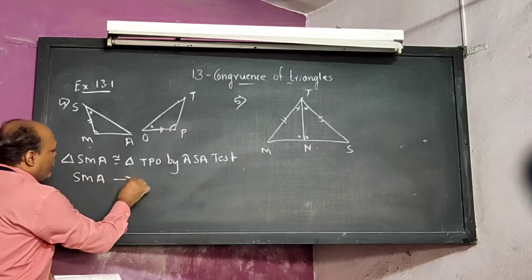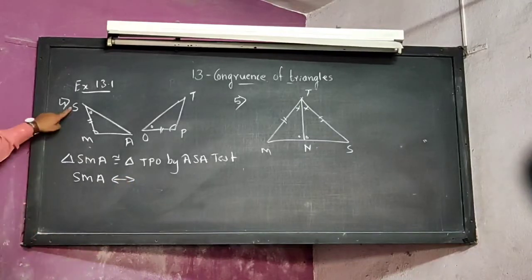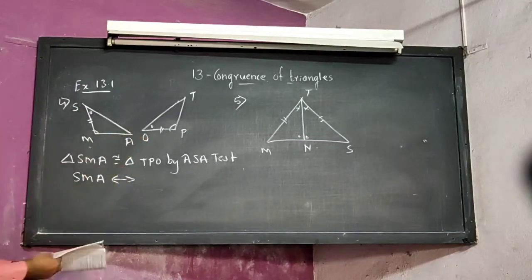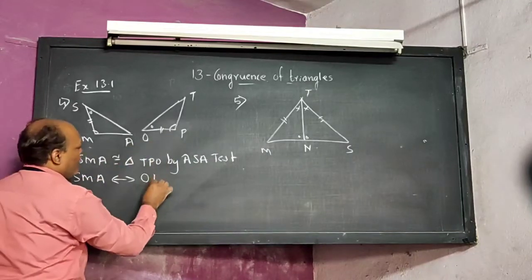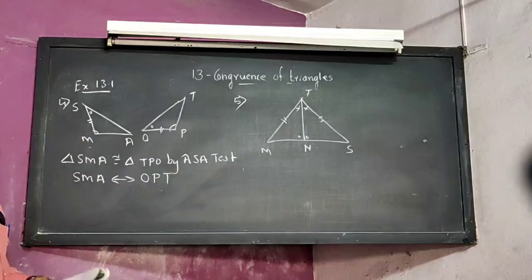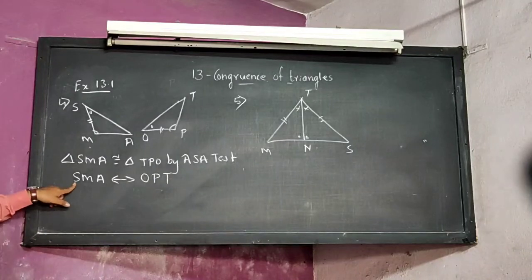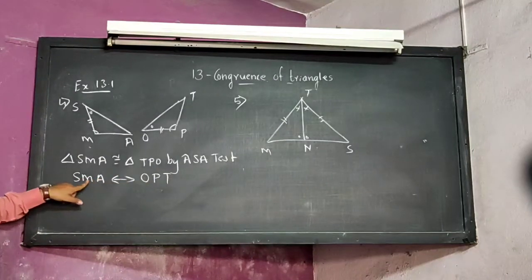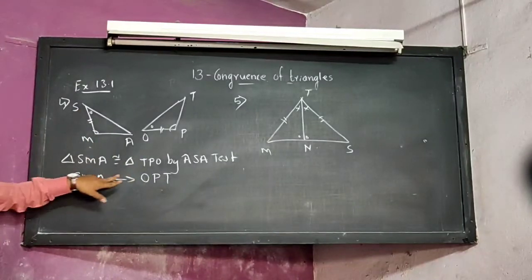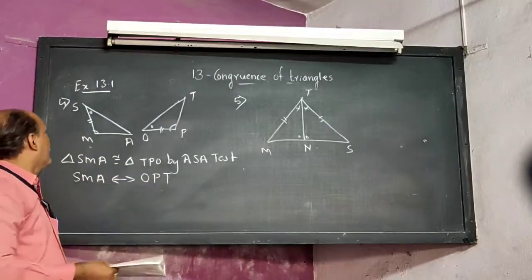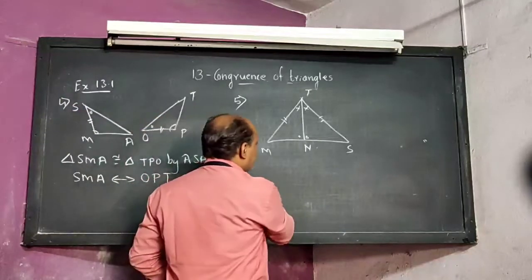if we write SMA one-to-one corresponds to, that means S is congruent to O, so we have to start from O. M is congruent to P, that is OP. I hope all of you understood the correspondence. Angle S is congruent to angle O. Angle M is congruent to angle P. Already similar marking is there. And A will be congruent to angle T. This was sum number 4. Now the last sum.